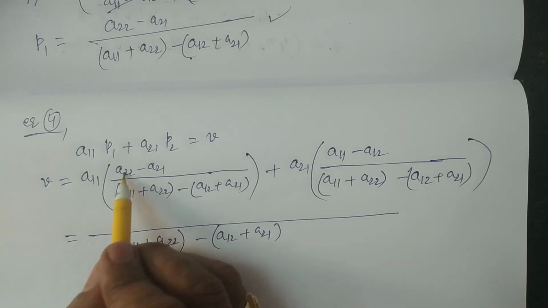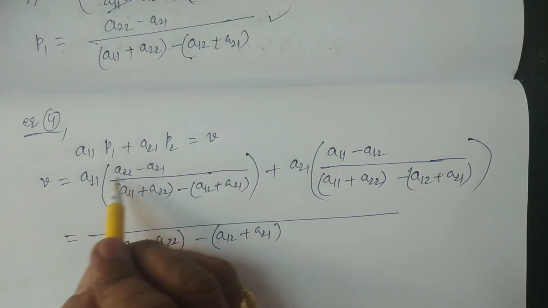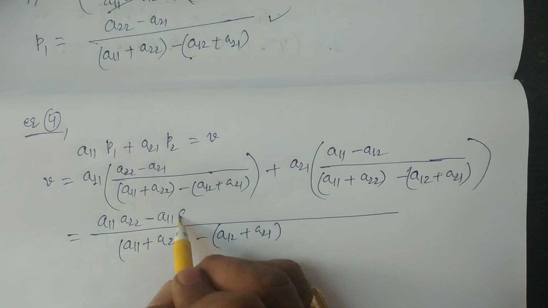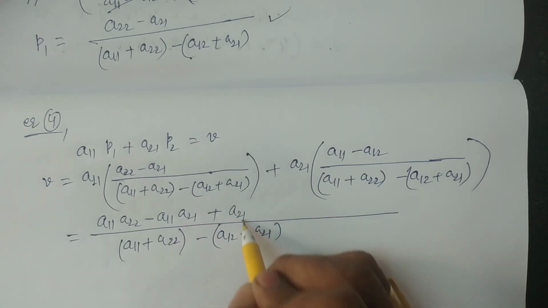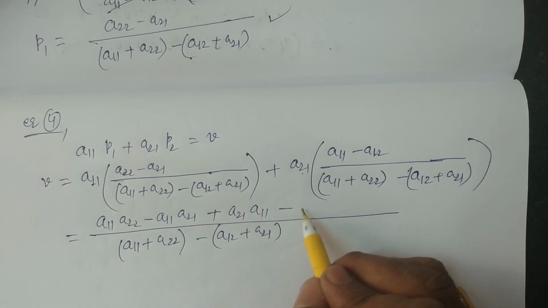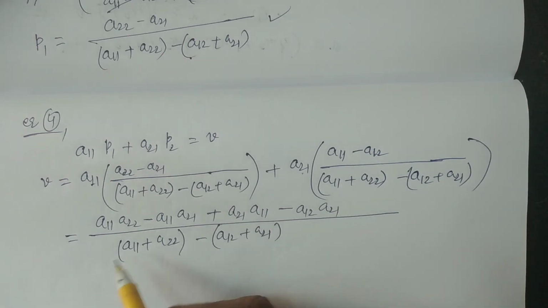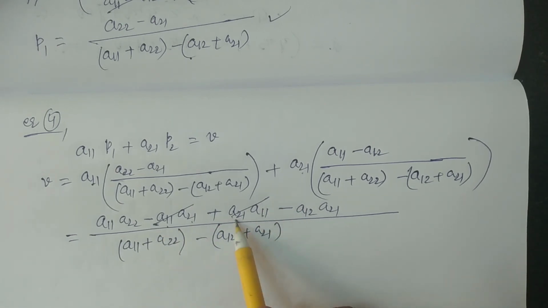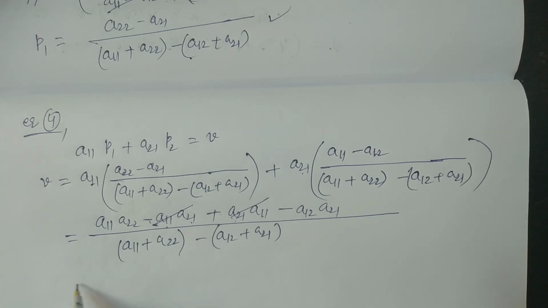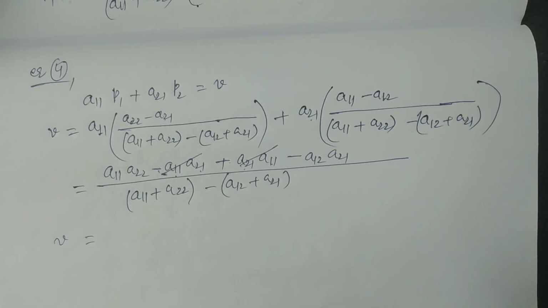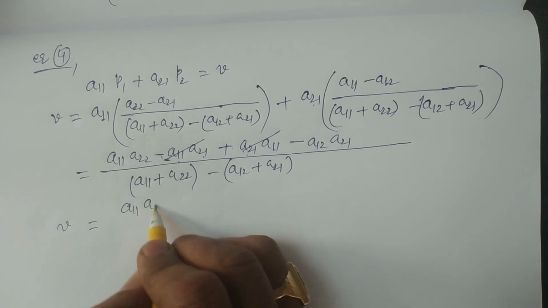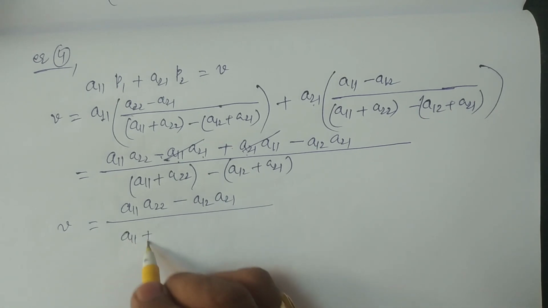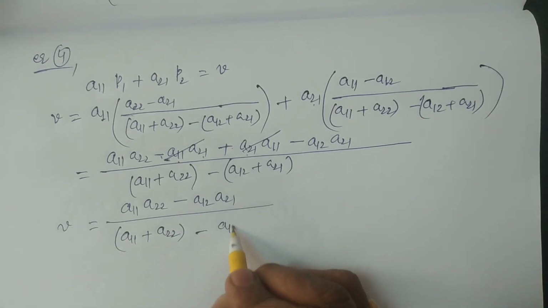Then you multiply the numerator values: A11 into A22 minus A11 into A21, A11 A21 plus A21 A11 minus A21 A12, that is A12 A21. I am writing in order, right? So these two terms, A11 A21 and A11 A21 with plus and minus, will get cancelled. Therefore the value of mu is nothing but A11 A22 minus A12 A21 divided by A11 plus A22 minus of A12 plus A21.